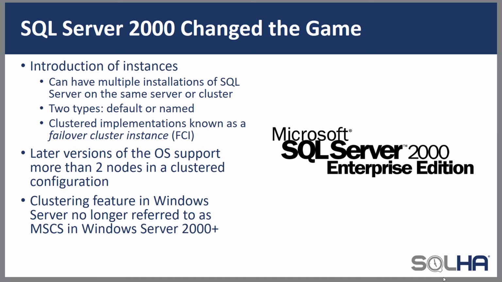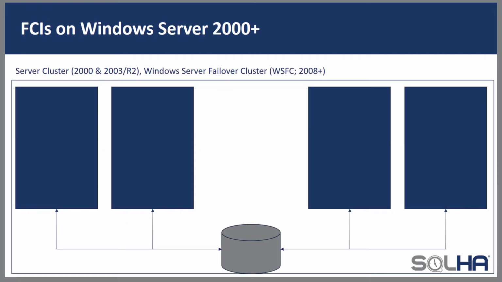The formal name at that point for the clustered implementation of SQL Server was called a failover cluster instance, or an FCI. And because now things like the OS could potentially go beyond two nodes, and there are some other name changes, really the whole thing, both at a Windows layer and at a SQL Server layer, things are changing. So let's have a look at what I'm talking about.